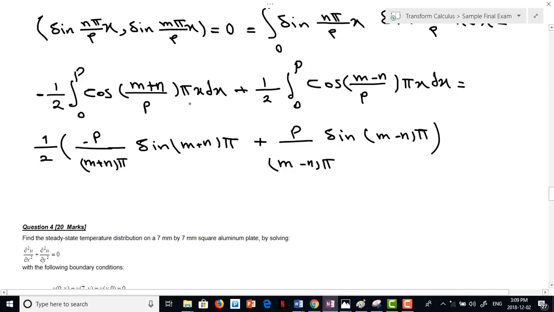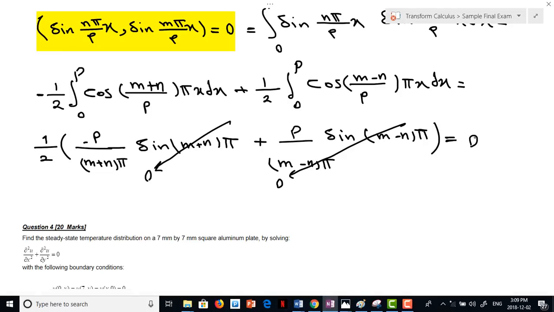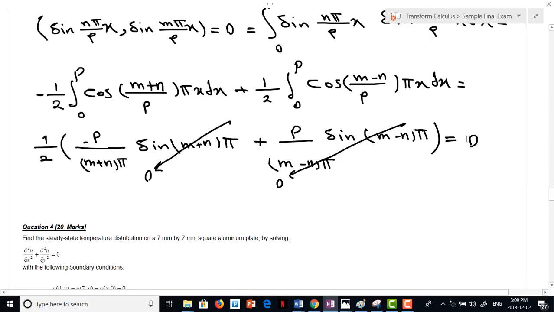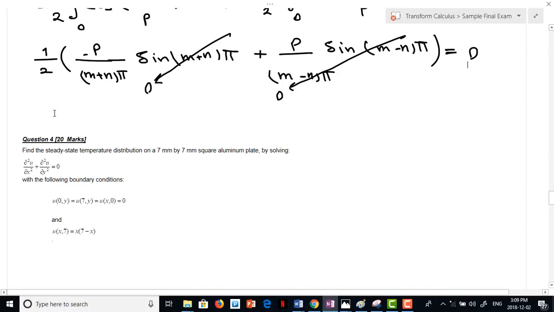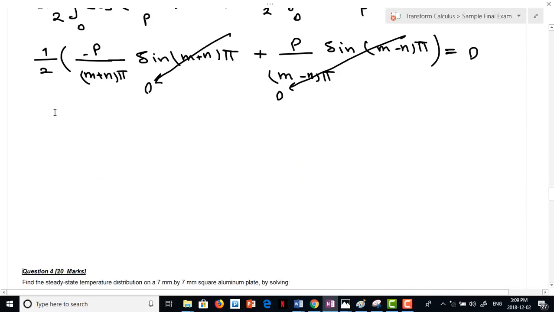So if you look at here, you have sine of (m plus n) times pi. You know that this is equal to 0. And sine of (m minus n) times pi, so it's an integer number times pi, so the sine of this is equal to 0 as well. So we can see that the inner product of sine n pi over p x and sine m pi over p x on the range of 0 to p is equal to 0. As a result, the functions are orthogonal. So we could prove that the set of functions is orthogonal. Now we have to find the norm of the function.